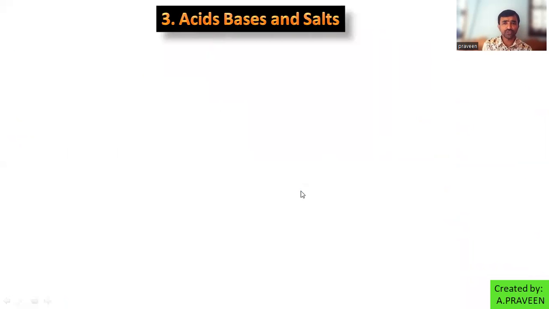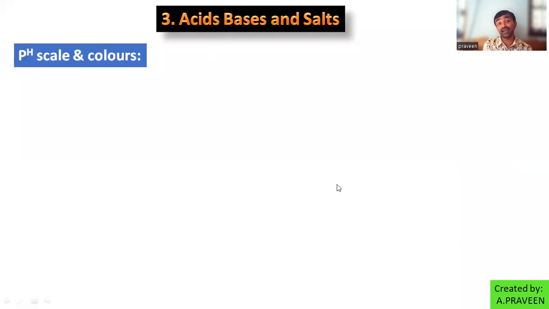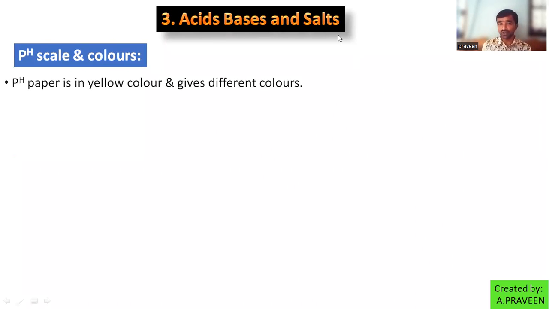So next we are moving to another slide, that is pH scale and colors. I will discuss only the colors. What is the color of pH paper? It is yellow color paper, and it gives different colors in different substances. Especially we will remember the colors for strong acidic substances, strong basic substances, then neutral substances.